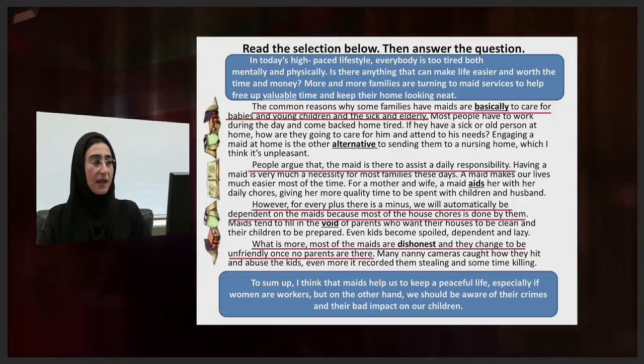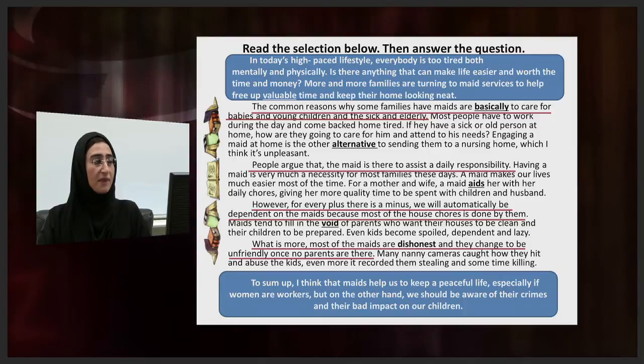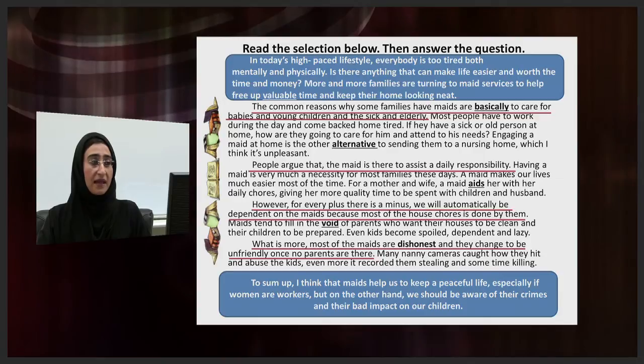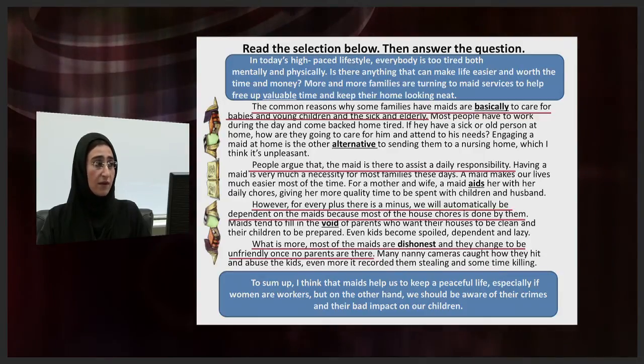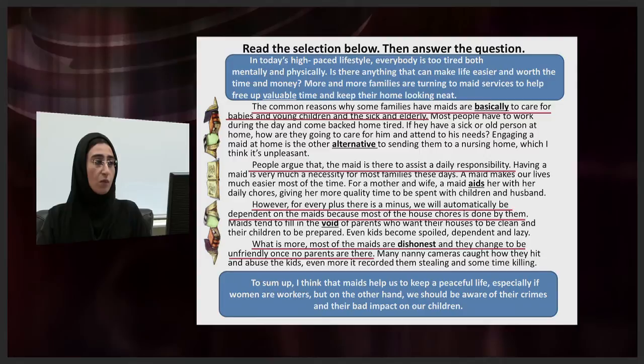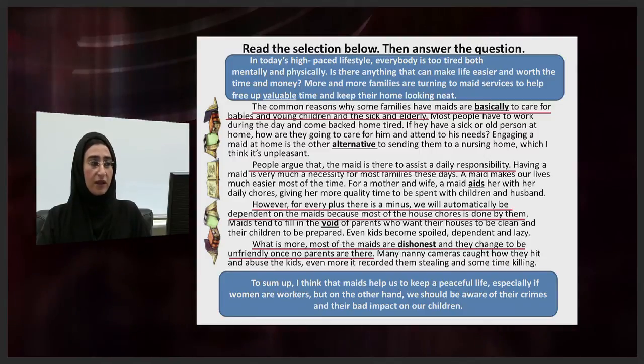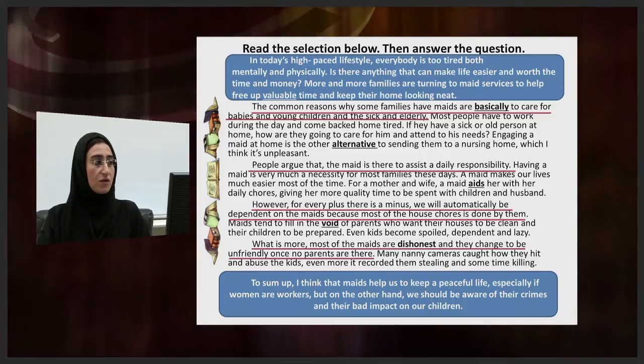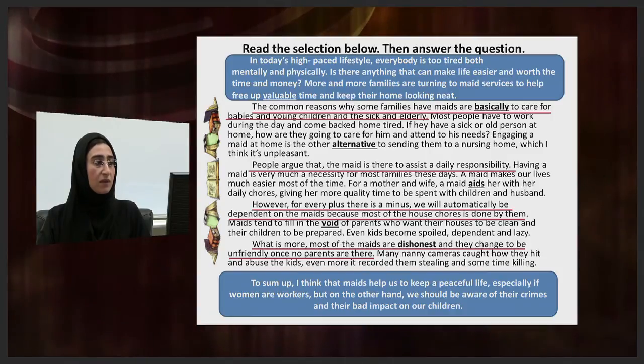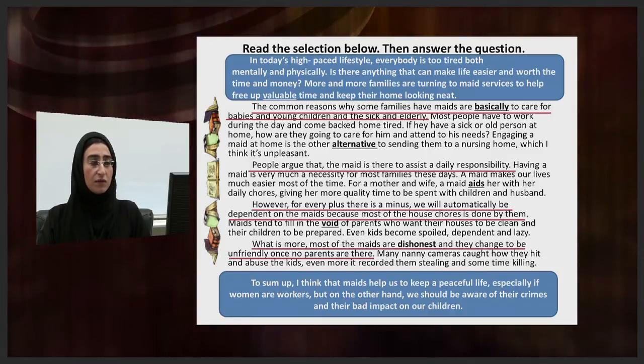In today's high-paced lifestyle, everybody is tired both mentally and physically. Is there anything that can make life easier and worth the time and money? More and more families are turning to maid services to help free up valuable time and keep their home looking neat. This is the introduction, so I hope that we got something. And then we will move to the conclusion to figure out more about this topic.